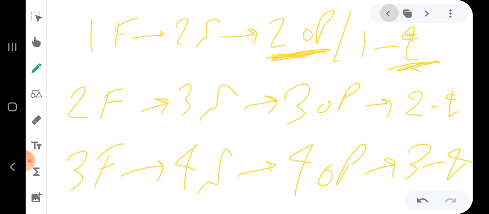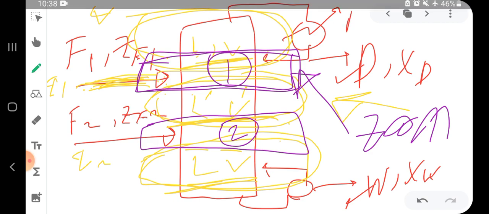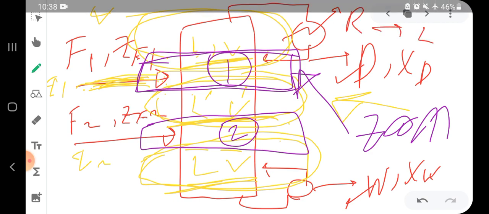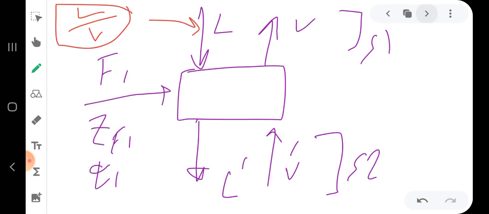For example, if we do an overall material balance, we can determine D, we can determine W, and if we are given R, we can determine L, and using the slope, we can get V. If we know the values of L and V, how can we determine the values of L dash and V dash?